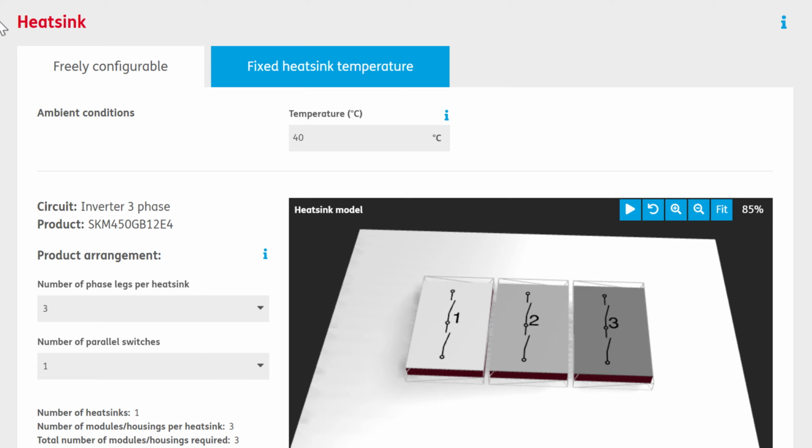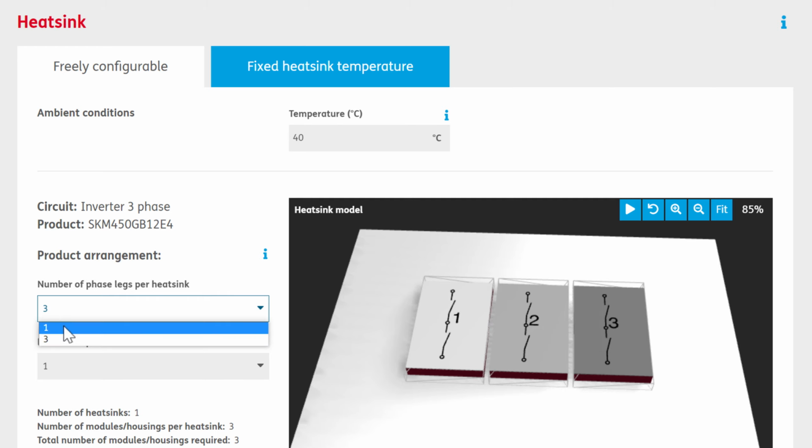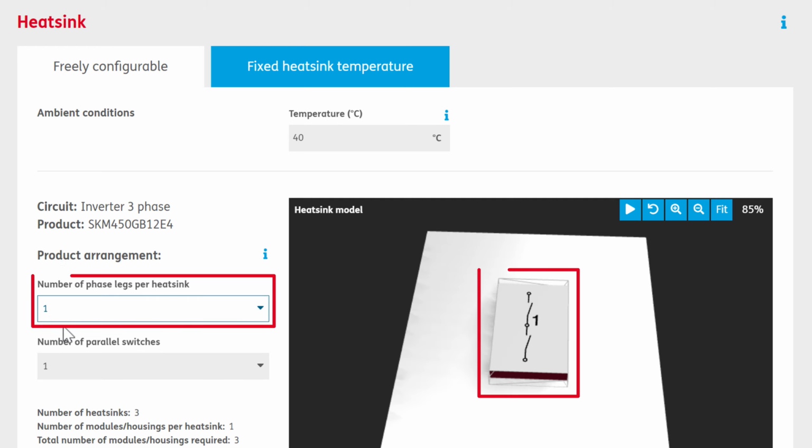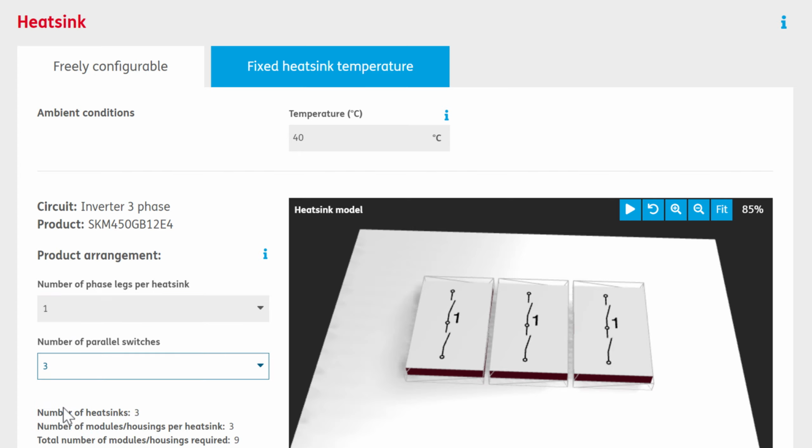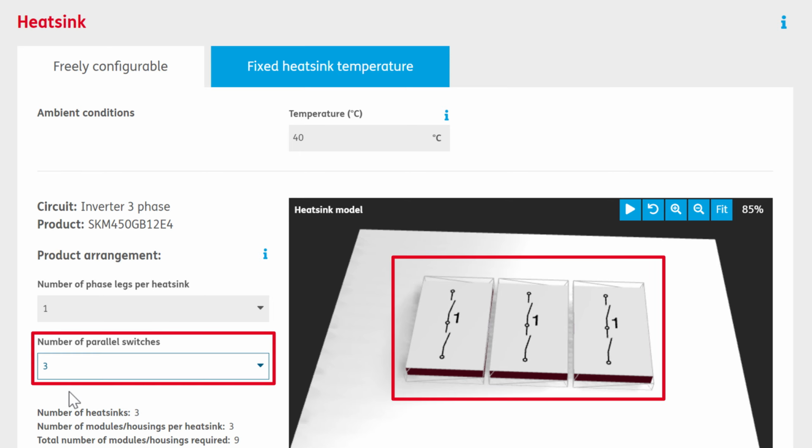It is also possible for any phase leg to have its own heatsink. Here, we now have one module per heatsink. Parallel connections of modules may also be necessary. Now, we have three modules on the heatsink again. However, they are labeled with the number 1, indicating that they will all be used together in phase 1 and share the phase current.